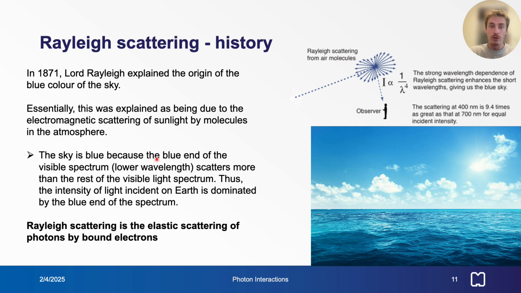The sky is blue because the blue end of the visible spectrum, with a lower wavelength, scatters more than the rest of the visible light spectrum. Thus, the intensity of light incident on Earth, due to scattering, is dominated by the blue end of the spectrum. Rayleigh scattering is the elastic scattering of photons by bound electrons.